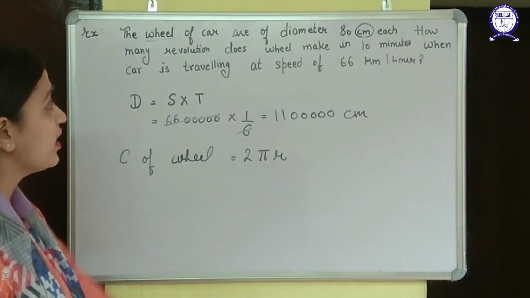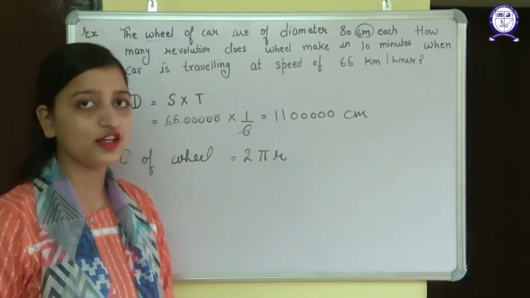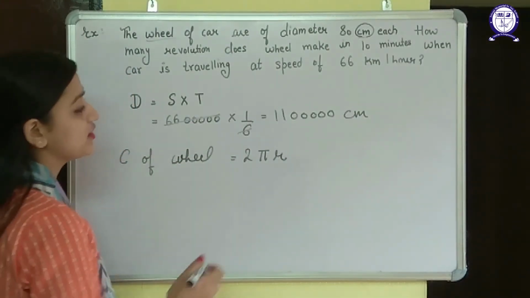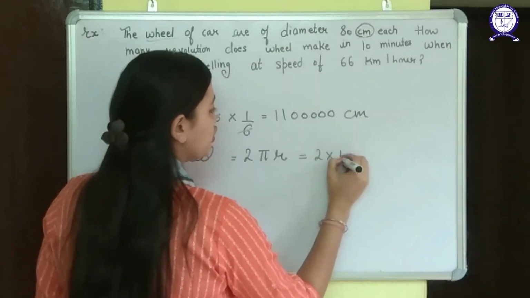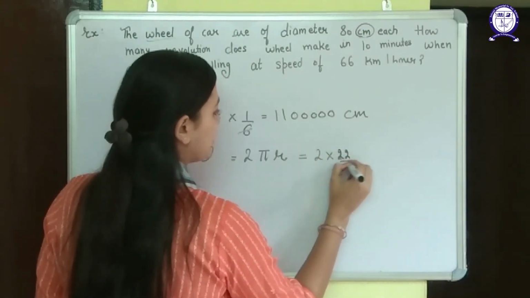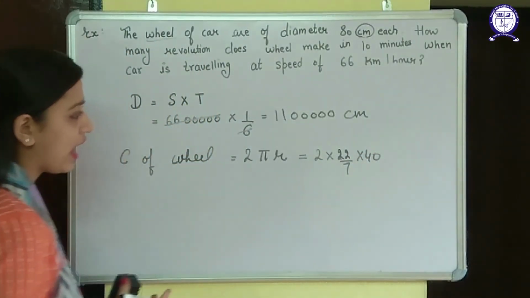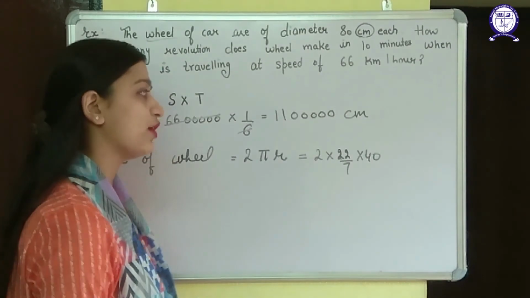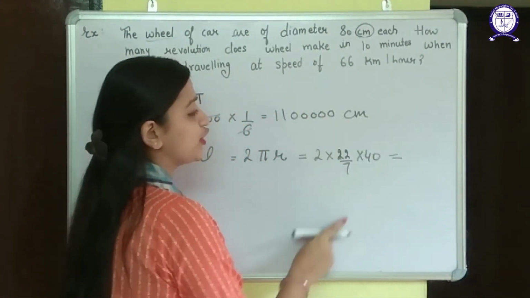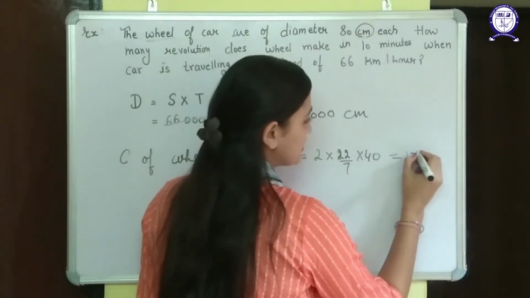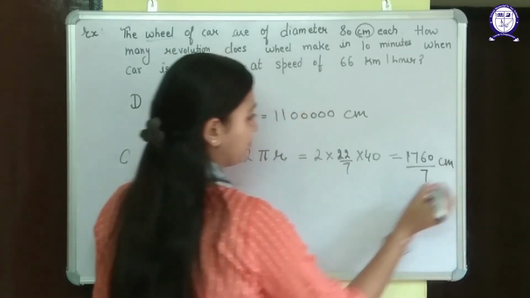Now look at the question. The wheel of the car is of diameter 80 centimeters. So we need to find the radius. The radius is 40 centimeter. So this is 2 into 22 upon 7 into 40. I don't have anything to cut, so we will just multiply. This will be 44 into 40, that is 1760 upon 7 centimeter.